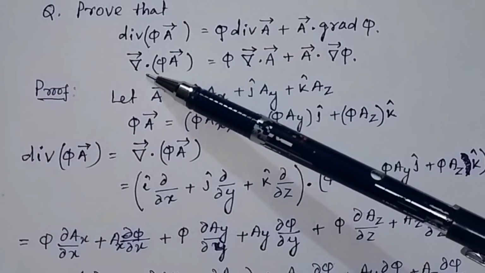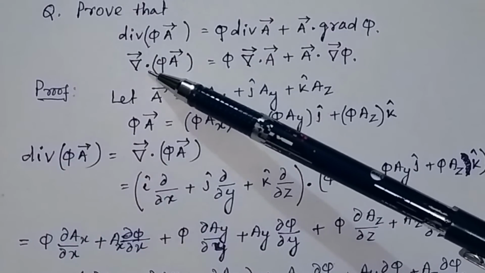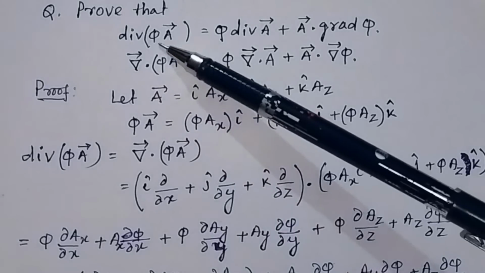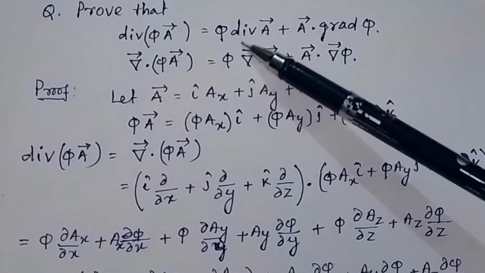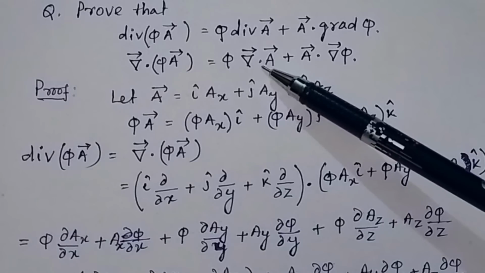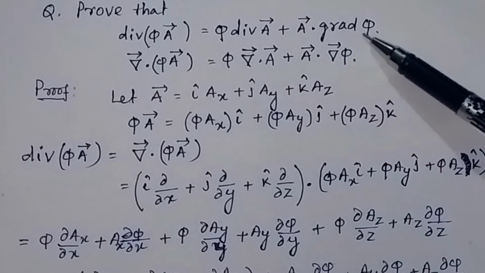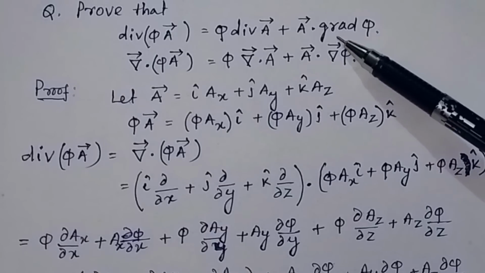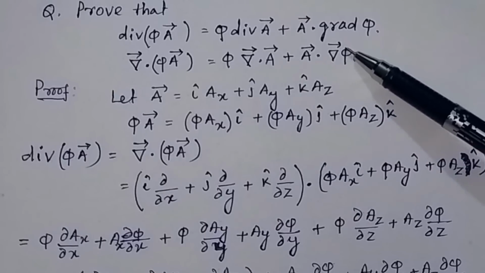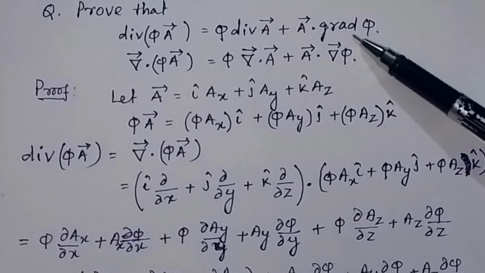This can be written in del operator like this. Divergence of phi A can be written as del dot phi A. In the right hand side, phi divergence of A means phi del dot A plus A vector dot gradient of phi. Gradient of phi means del of phi. Here you see del of phi, this is the gradient, and if phi is a vector field, then that will be divergence. Since here phi is a scalar field, it is gradient.